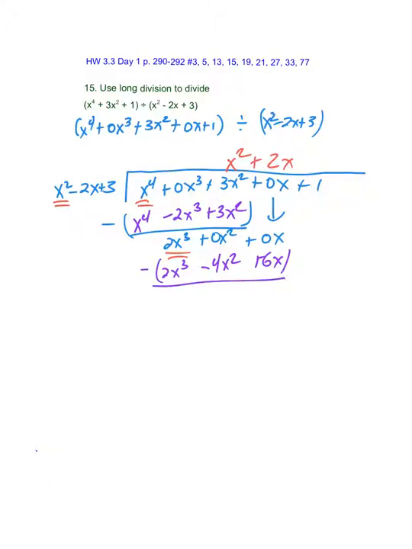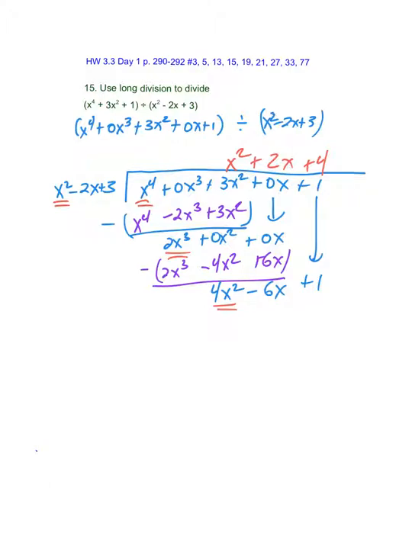So 2x cubed minus 2x cubed is 0x cubed. We don't need to write that. 0x squared minus negative 4x squared becomes positive 4x squared. And 0x minus 6x is minus 6x. We're going to go ahead and bring down the plus 1. We're going to return to ask ourselves, how many times does x squared go into 4x squared? Or what do you multiply x squared by to get 4x squared? That will be plus 4 into the quotient.